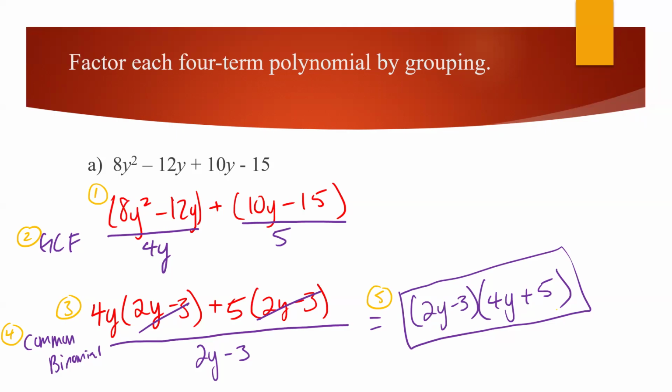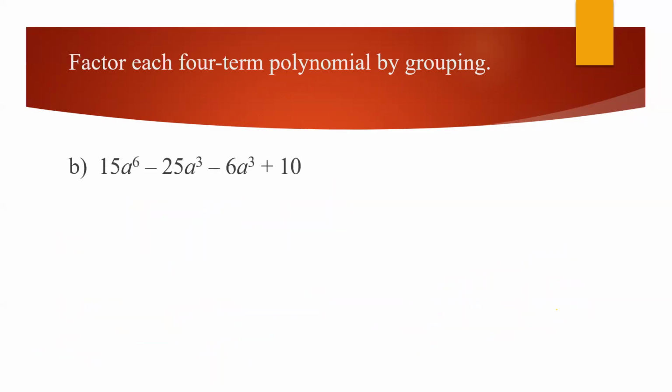Are you ready to try it again? Anyone against trying again? No? You don't really have a choice. Okay. So example B. Your example B is 15a to the 6th minus 25a to the 3rd minus 6a to the 3rd plus 10.